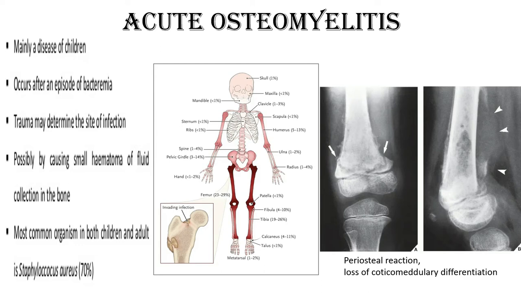Acute osteomyelitis, mainly a disease of children, occurs after an episodic bacteremia followed by a trivial trauma, which may cause a small hematoma or fluid collection around the bone and soft tissue. The most common causative organism in children as well as in adults is Staphylococcus aureus. In 70% of cases in randomized control trials, the causative organism is Staphylococcus aureus.